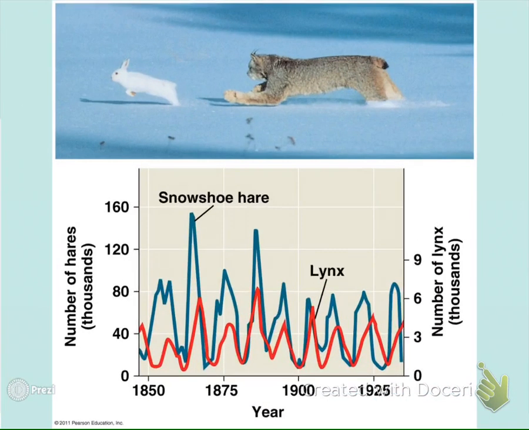We can definitely see that in this example. We have the snowshoe hare and a lynx. Now, what do you notice, particularly around right here? When the snowshoe hare population increased, what happened to the lynx population? It increased. Why would the lynx population increase if the snowshoe hare population increased? More resources for the lynx to eat.